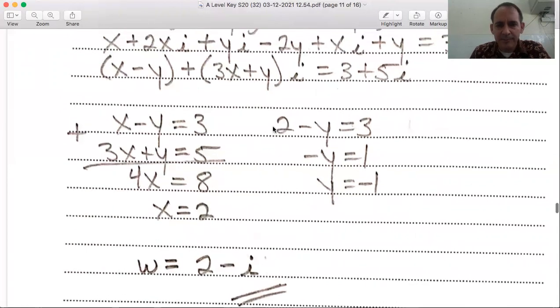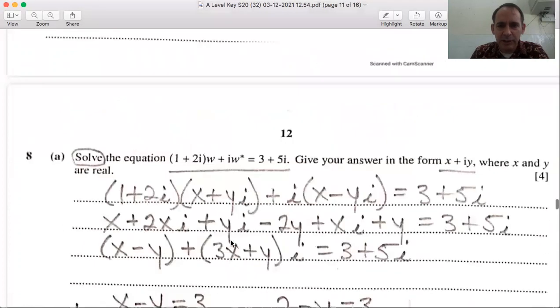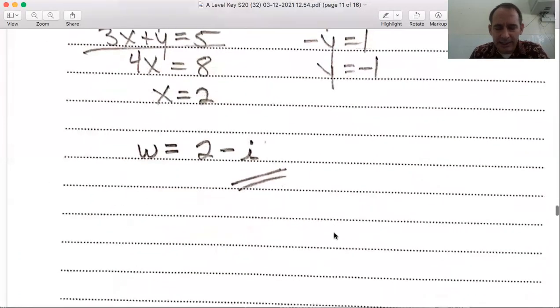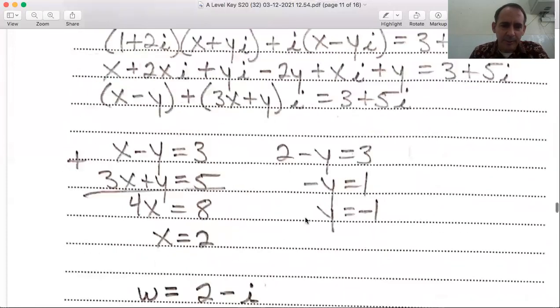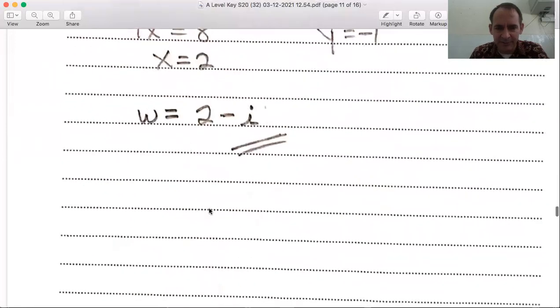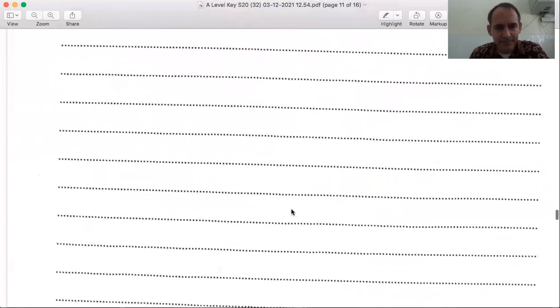Plug it in over here. 2 minus y equals 3. Negative y equals 1, y equals negative 1. So you get 2 minus i as your answer. Now I put w because w was the variable in the equation that we're solving. Technically, we're solving for w. I'm not sure why in the mark scheme they use z, but we're actually solving this for w. So I used w, and the answer is 2 minus i.